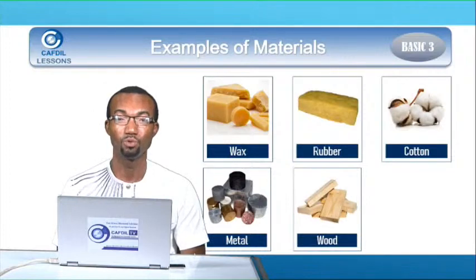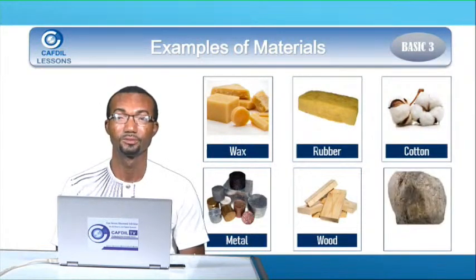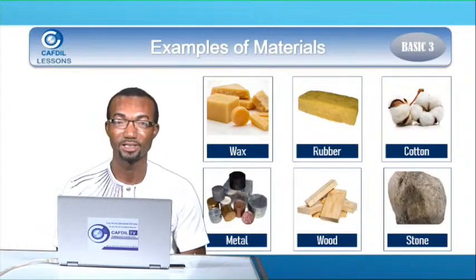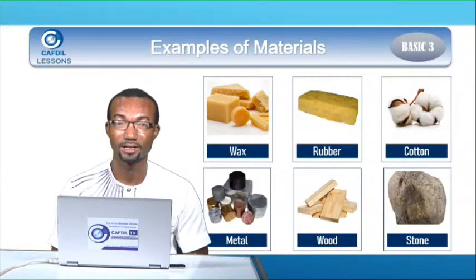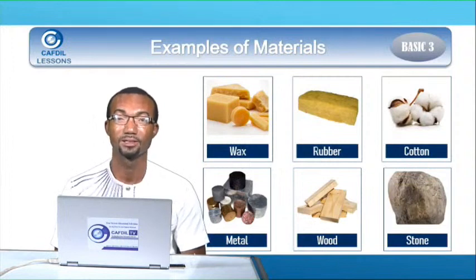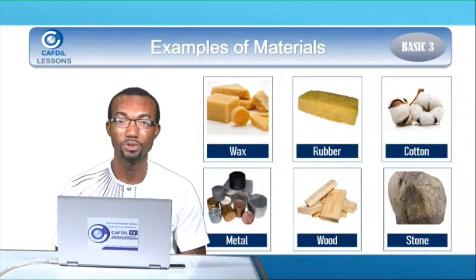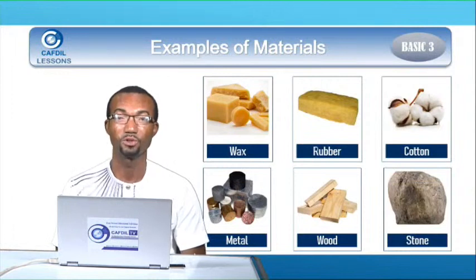We also looked at wood as an example of material that surrounds us. And then we also talked about stone as an example of materials that surround us. So some of the materials that surround us are wax, rubber, cotton, metal, wood, and stone. So these are examples of materials that surround us.